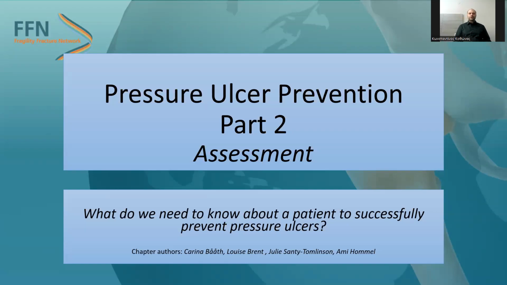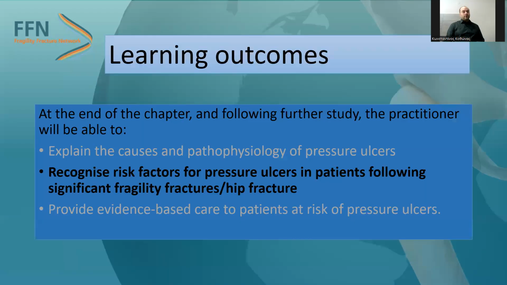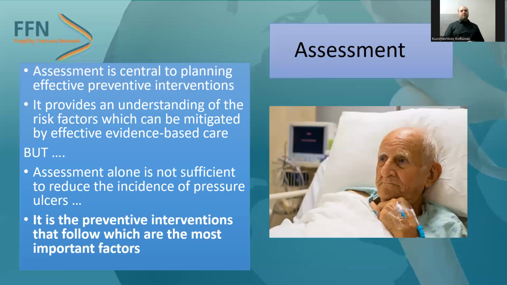Welcome. This second section will be focusing on assessment of the patient in relation to risk of pressure ulcers. We'll focus on what we need to know about the patient to help us make a successful plan for prevention. We will look at risk factors for pressure ulcers with a focus on patients with significant fragility fractures, such as hip fracture. All health professionals, and especially nurses, know that assessment is the first step in planning effective care.